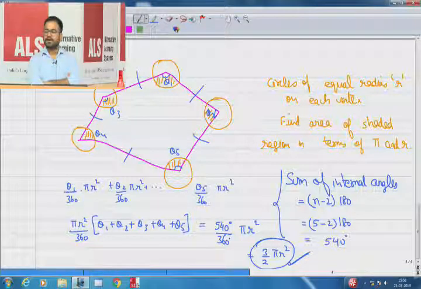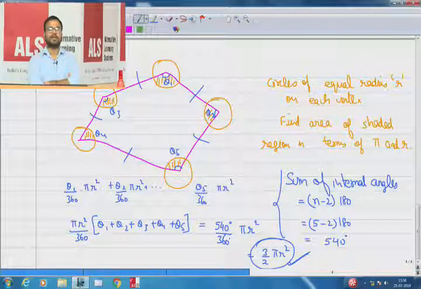Okay, so we'll take a 5-minute break, and then after the break we will start the chapter surface area and volume.